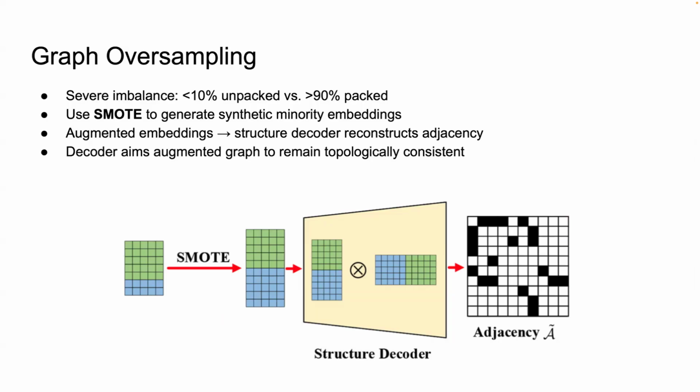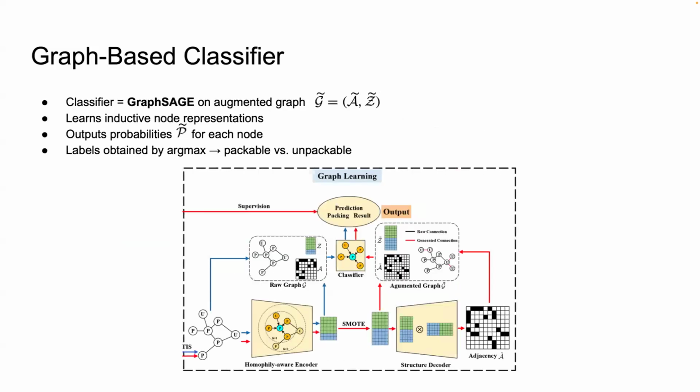After the SMOTE operation, we get a balanced data set. The problem with SMOTE is that we change the graph structure as well, so we need to encode that backward to the adjacency matrix. We do a simple inner product here to get the backward adjacency matrix. Then the augmented adjacency matrix is fed into the classifier, and we do the training on augmented data to eliminate the imbalanced data set. They use the GraphSAGE classifier on the augmented graph.